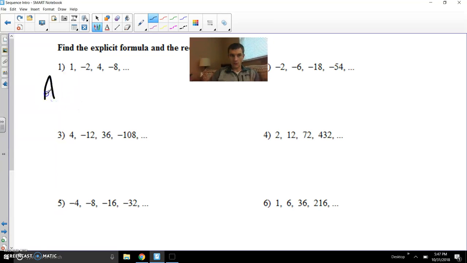All right, so if I'm wanting to write a formula, I'm going to start with a sub n, and I got to recognize that this is a pattern of multiplication. If you notice, 1 times negative 2 is negative 2, and negative 2 times negative 2 is 4, and 4 times negative 2. So all of these are multiplying by negative 2. That's my ratio. So if I want to write an explicit formula, I say, okay, the first number is 1, and I'm multiplying by negative 2 over and over and over, and the power is n minus 1.